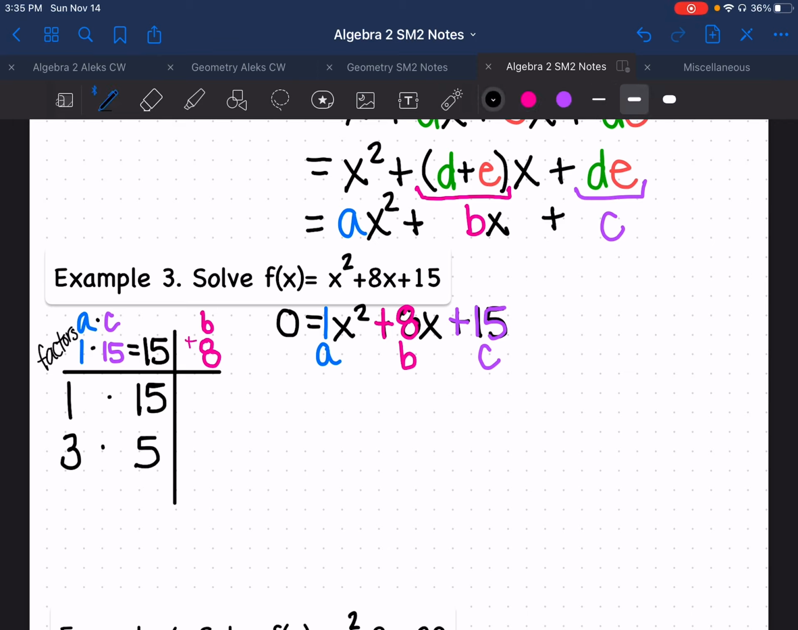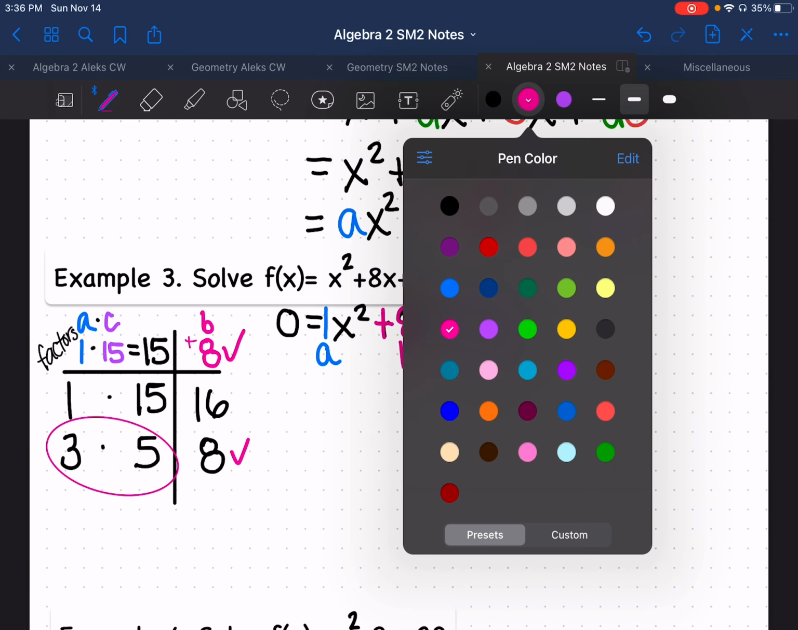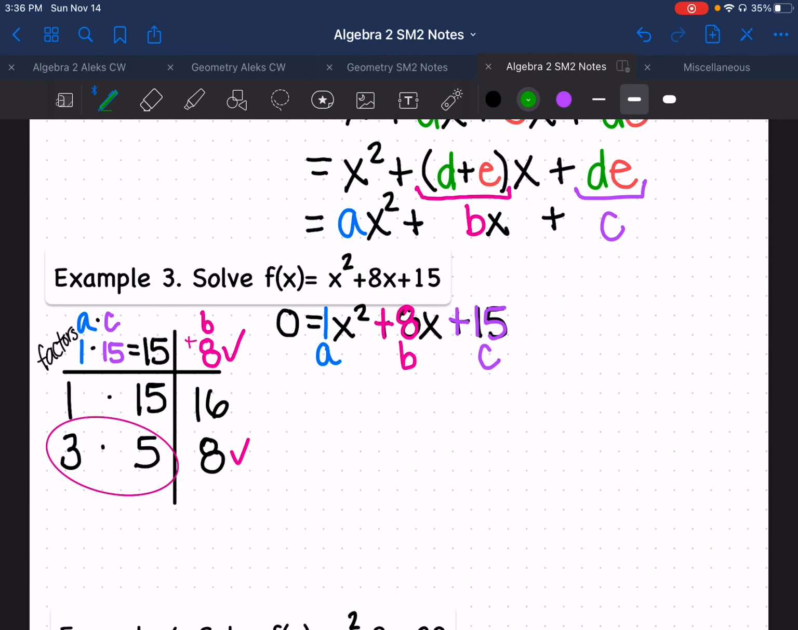Let's go ahead and start adding. 1 plus 15 is 16, and 3 plus 5 is 8. Now you just play the matching game. Which one of these matches with this? Well, there we go. There they are, 8 and 8. That means that these two right here are going to be your D and your E values. So here's your D value, and here's your E value. Nope, there's the color I used.